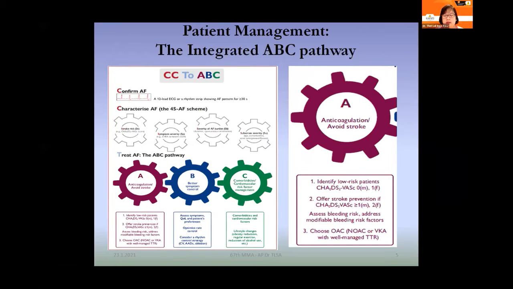CHA2DS2-VASc score of 0 for men and 1 for women are usually in the low-risk group. And we should offer the stroke prevention treatment if the CHA2DS2-VASc is more than or equal to 1 in males and more than or equal to 2 in females.